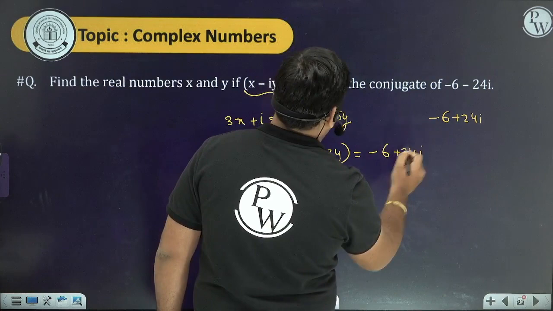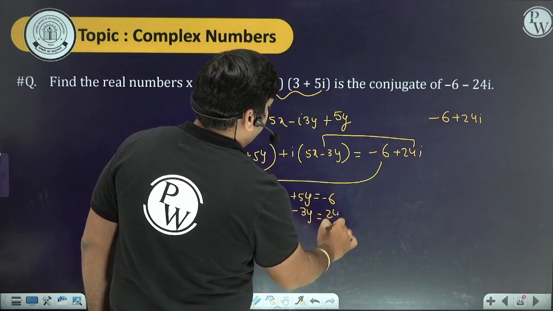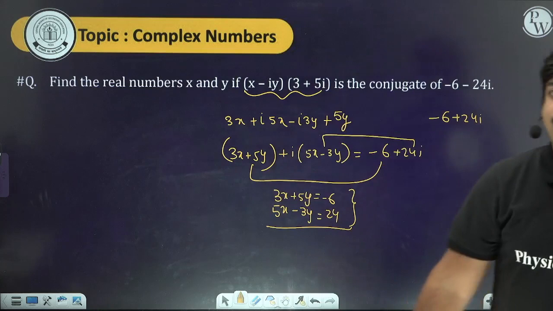So equate these two parts: 3x plus 5y is equal to minus 6. Equate the other two: 5x minus 3y is equal to 24. So I hope you can solve for the values of x and y. All right, people, so what next are we having?